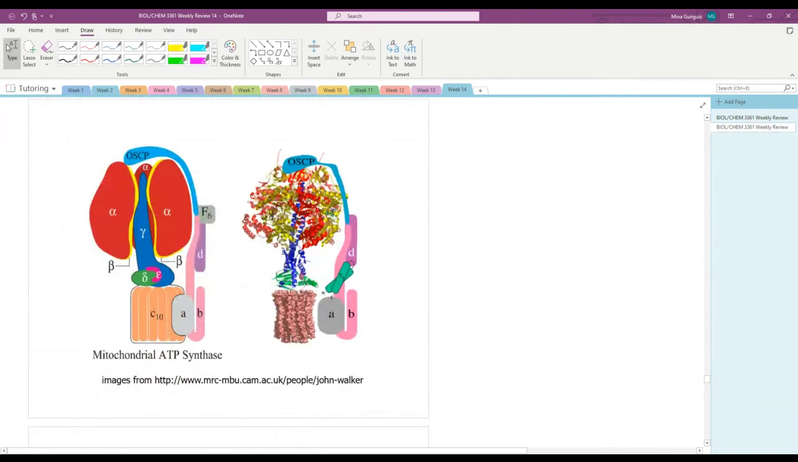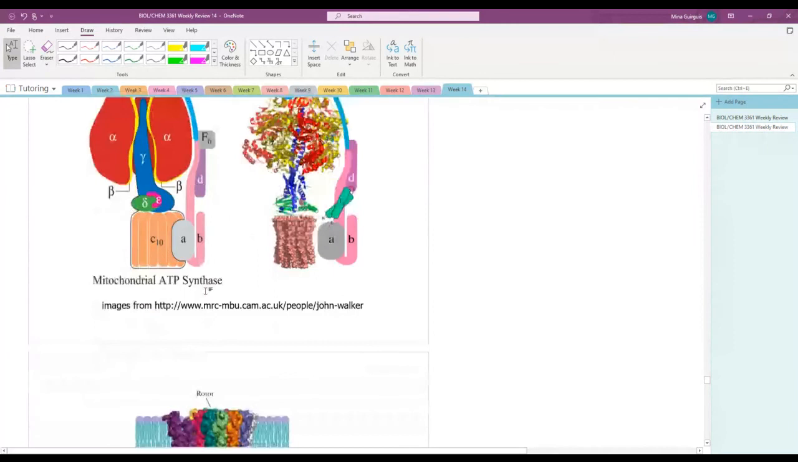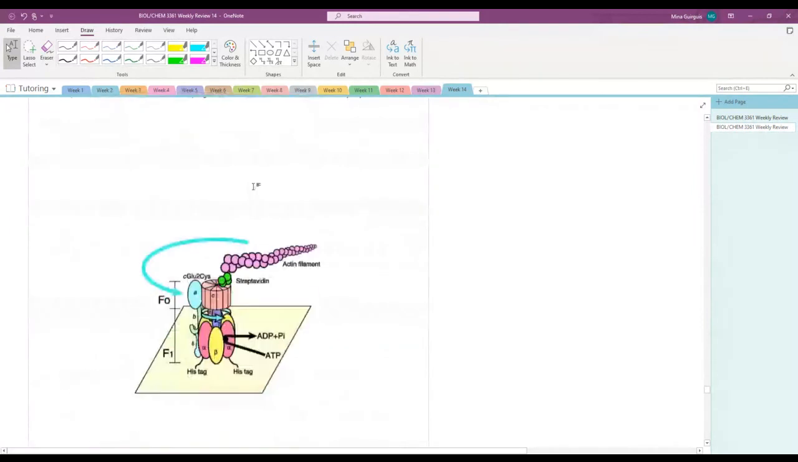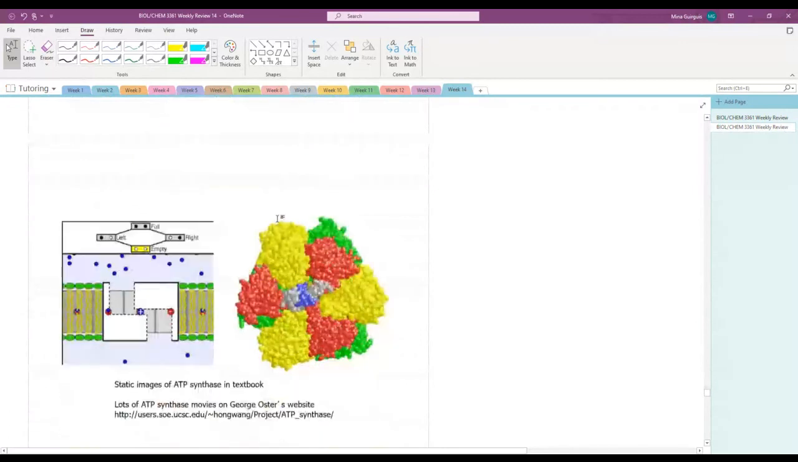This is another way to look at ATP synthase that I think is also pretty indicative. So this one actually shows gamma and epsilon a little bit more, and the B subunit of the F0, okay? A little bit more information there.